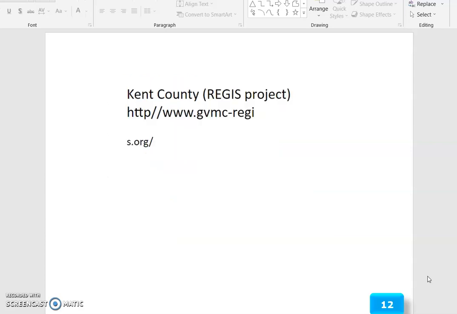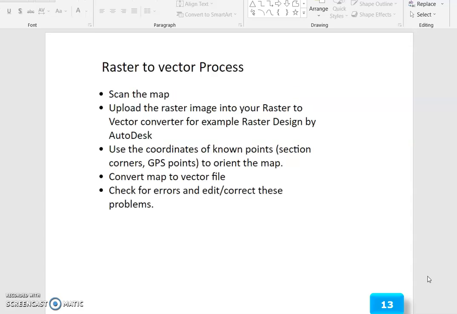The raster to vector process: scan the map, then upload the raster image into your raster to vector converter, for example Raster Design by Autodesk. Use the coordinates of known points, section corners and GPS points to orient the map. Then convert the map to a vector file, check for errors, and edit to correct these problems.